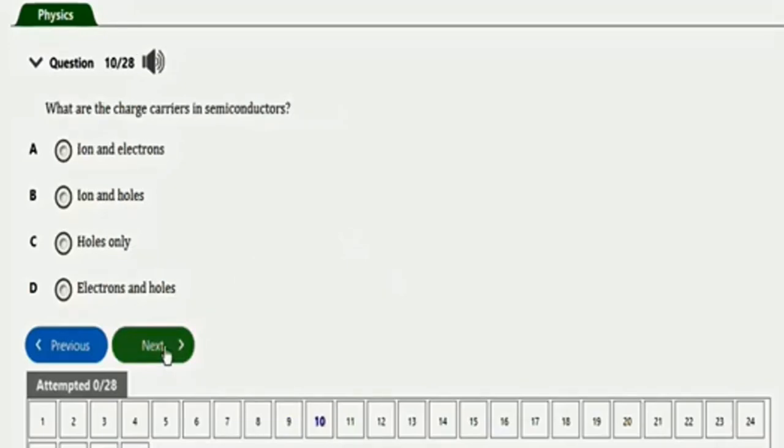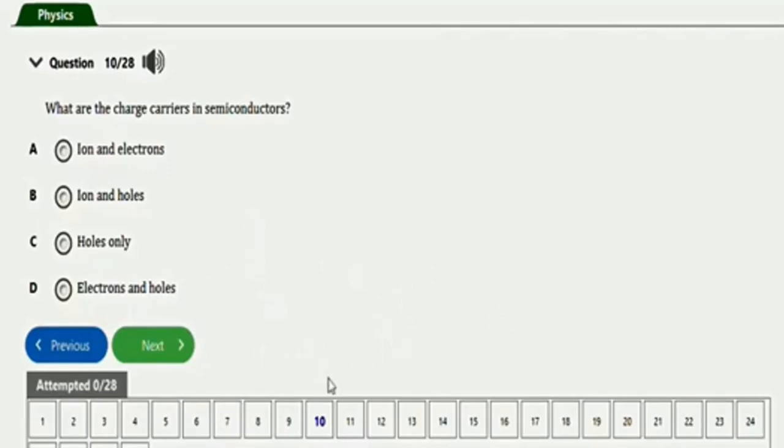Next question is this one. It says which are the charge carriers in semiconductors? We have ion and electrons, ion and holes, holes only, electrons and holes. The right option is option D, which is electrons and holes. The electrons being the negative aspect, the holes being the positive aspect of the charge carrier.